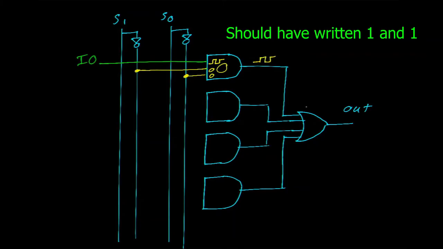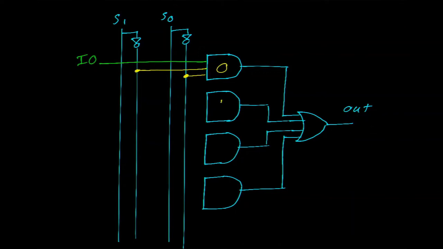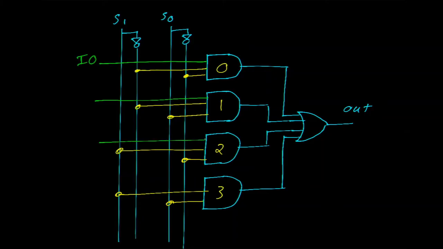And because this is an OR gate here, the output will be like so. Whatever input 0 does, the output will do. Again, that's assuming that select 1 is set to 0 and select 0 is set to 0. Let this AND gate be sensitive to 1, this one to 2, and this one to 3. And let the inputs follow. Input 1, input 2, and input 3.